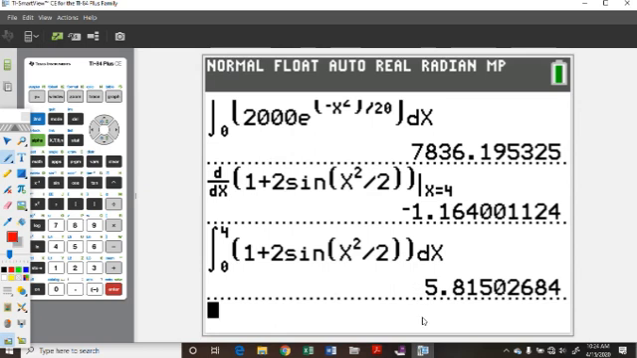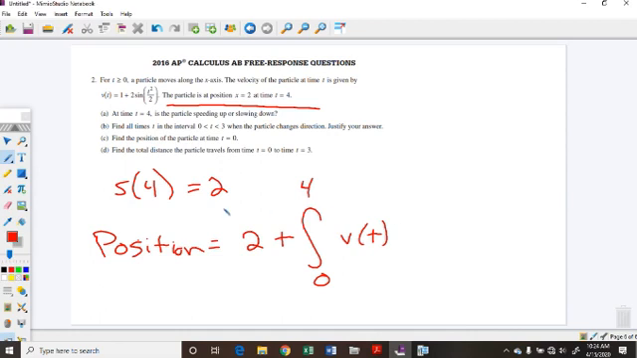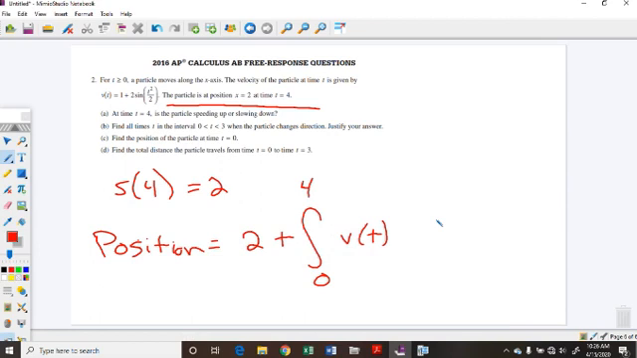Okay, now there is something that we have to consider here. What I have shown you is the way the AP people like to explain this problem. But there's something that we have to take into consideration here. What they did was they flipped these limits of integration, which I find very confusing. Let me show you a better way to kind of tackle this, and that's to look at this statement.